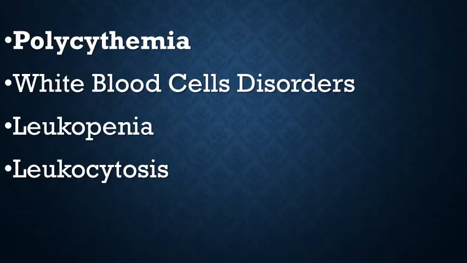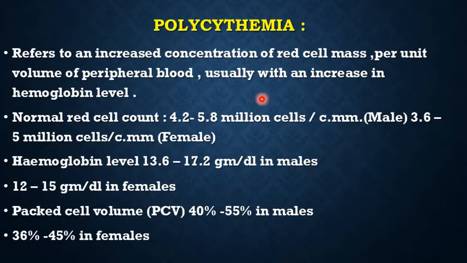Now we are coming to polycythemia, when there is a large increase in the red blood cell mass, and white blood cell disorders, including leukopenia and leukocytosis. Polycythemia. What is polycythemia? It refers to an increase in the concentration of red blood cell mass per unit volume of the peripheral blood, usually leading to an increase in the hemoglobin level.